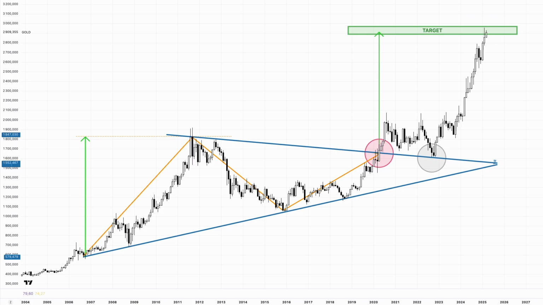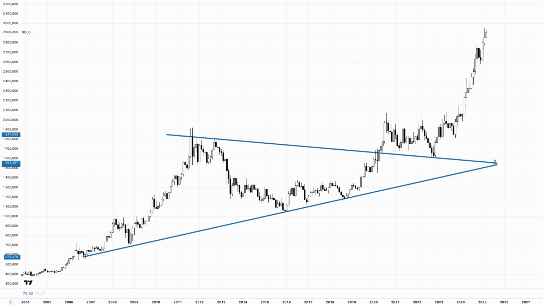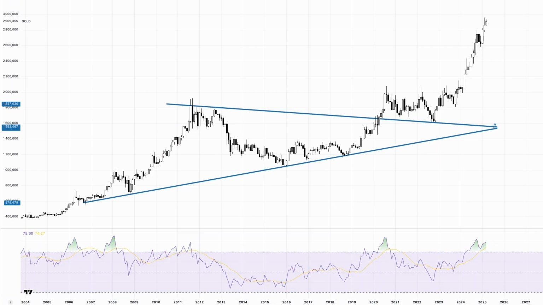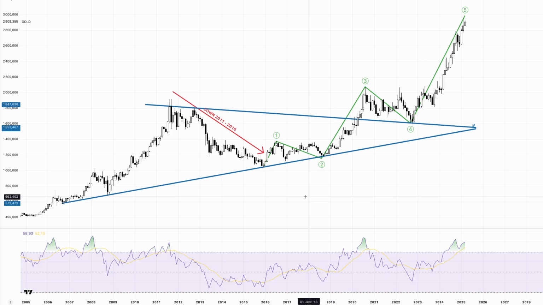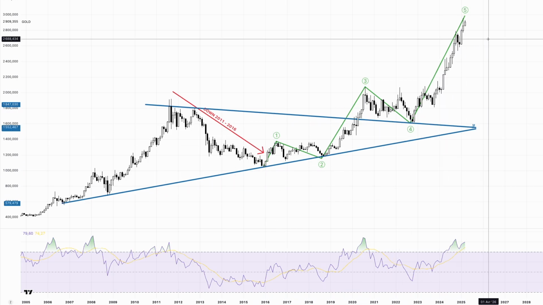Another reason we expect a pullback is our Elliott waves analysis. Let's remove the previous drawings. To confirm our Elliott waves, let's add the RSI, the Relative Strength Index. From 2011 to 2016, gold experienced a bearish phase. Since then, we've been in a 5-wave impulsive uptrend as shown here.